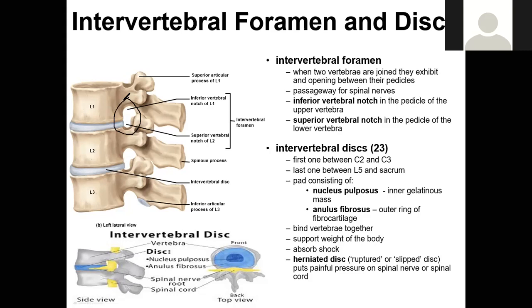So that's something that we, as physical therapist assistants, help alleviate. We have certain exercises that we can perform that will help a patient with the sciatica issue. So again, the intervertebral foramen is the area where the spinal nerves come out, and the intervertebral discs are made up of the nucleus pulposus and the annulus fibrosus.